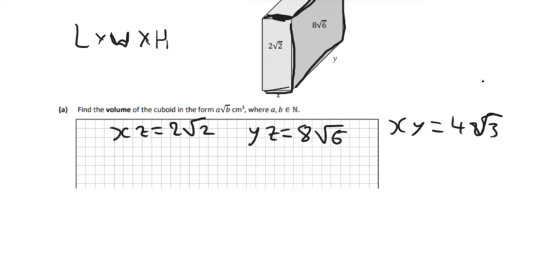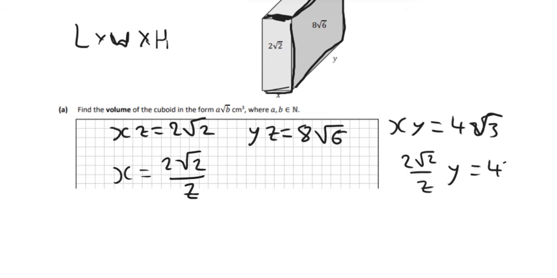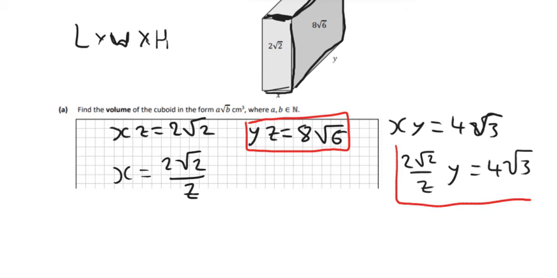So if you just look back at the first equation, x has to be equal to 2 root 2 over z. So we're just going to start subbing things in and we'll see what happens. If I use that and put it into the third one, we get 2 root 2 over z times y is equal to 4 root 3. And then I've got two equations with just z and y, don't I? So this and this.